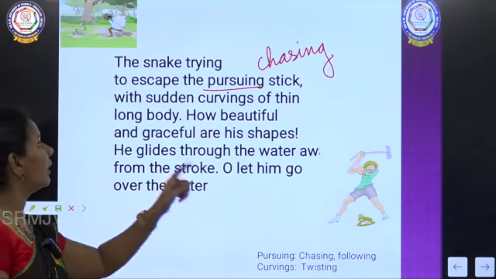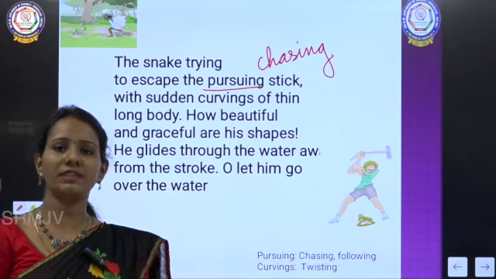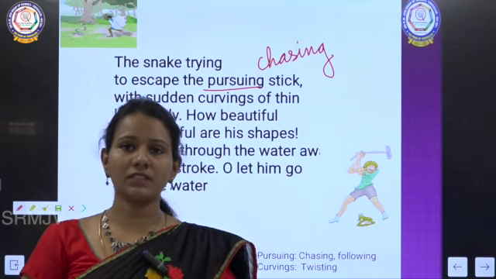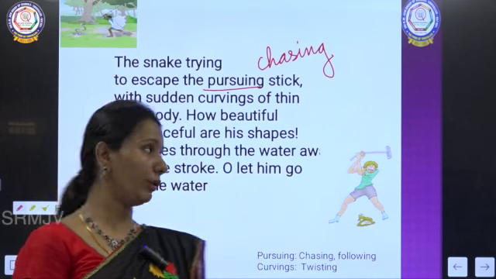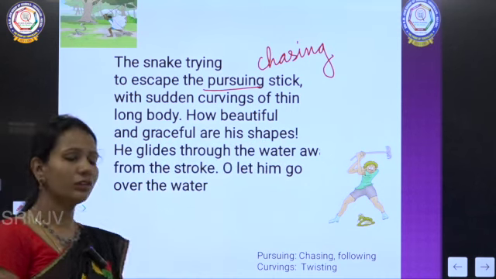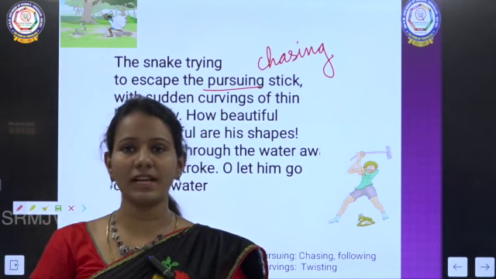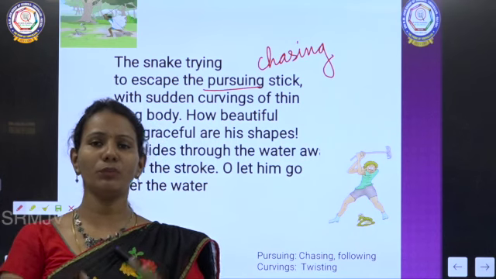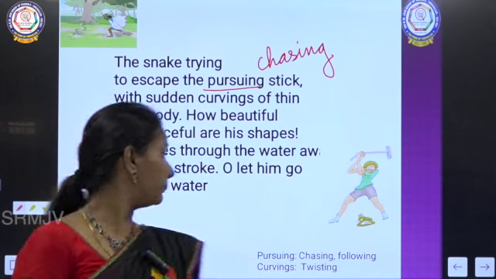The attacking stick with sudden curvings of thin long body. So, we now understand the feature of the snake. It has a thin long body, and when the stick is coming to attack it, it starts moving away by curving its body. How beautiful and graceful are his shapes. When it tries to escape, it moves its body making some pattern. The poet is admiring the pattern which the snake makes, how beautiful the curves are.